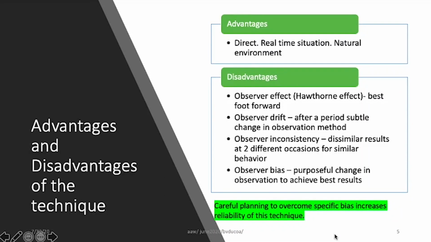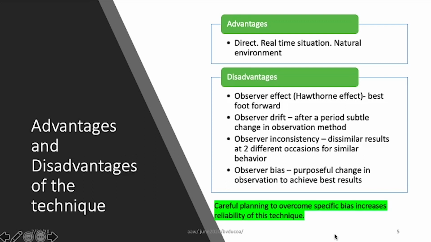So we have seen both the examples, participant observation and non-participant observation. Of course, in both the examples, the technique was not only limited to observation, it was supplemented by interviews also. So I'll come to that at a later point. Let us just see the advantages and disadvantages of the technique of observation.